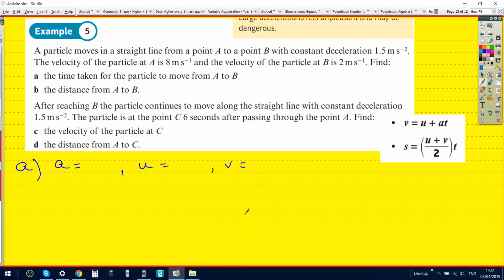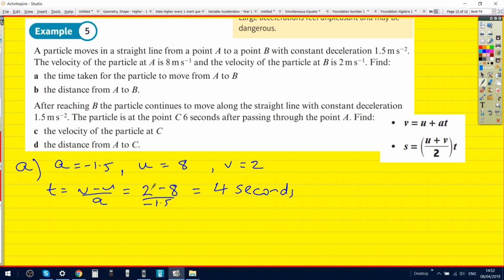And what were the values for A, U, and V? A is minus 1.5. U is 8. And then V is 2. Yeah, that's fine. Okay, go on. You can try to work it out. Minus 6 equals minus 1.5 T, so T equals 4. 4 seconds. Yeah, 4 seconds.